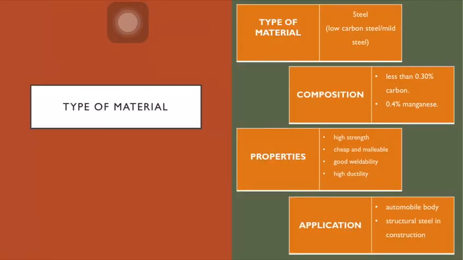Okay, the type of material that we use for the square hollow structural section is steel, low carbon steel and mild steel. As for the composition, less than 0.3 carbon and 0.4 manganese. The properties for the hollow structural section is high in strength, cheap and malleable, good weldability, and high ductility. And the application for this material is automobile body, structural steel in construction.